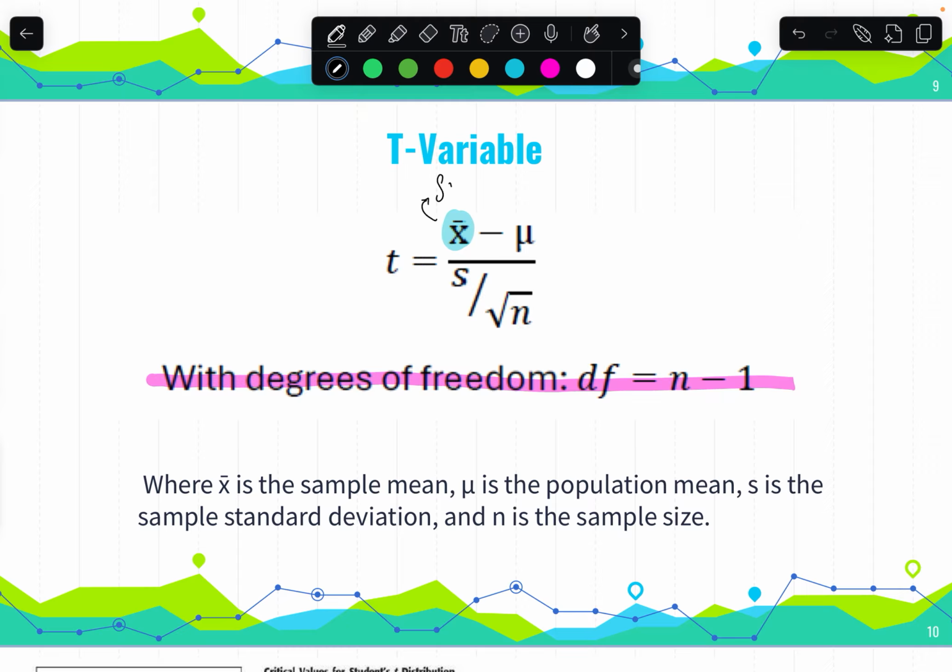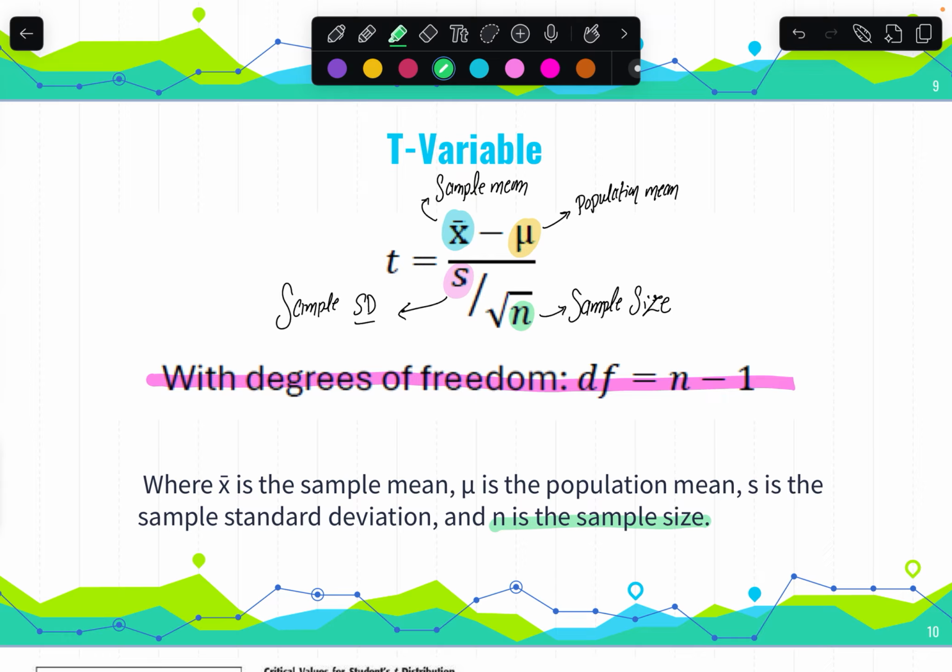This one is our sample mean, the x bar. We have mu, which is our population mean. We have this lowercase s. That's where our sample standard deviation comes into play. Okay, and we have n, which is going to be our sample size. Okay, and if you can't read my chicken scratch handwriting, I also have everything written down on the bottom here that I'm going to color code right now for your convenience.